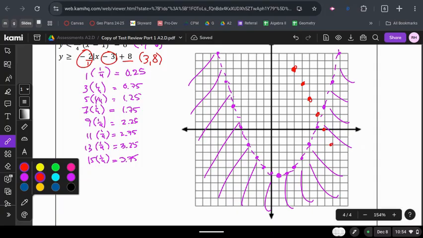You might have a fraction or something, but you just treat it as the rise over run, but remember to reflect it over to the other side so you get that V formation. Connect, connect, connect. And since it's equal to, we do a solid line going through all the points. And since it's greater than, it means it's shaded above.